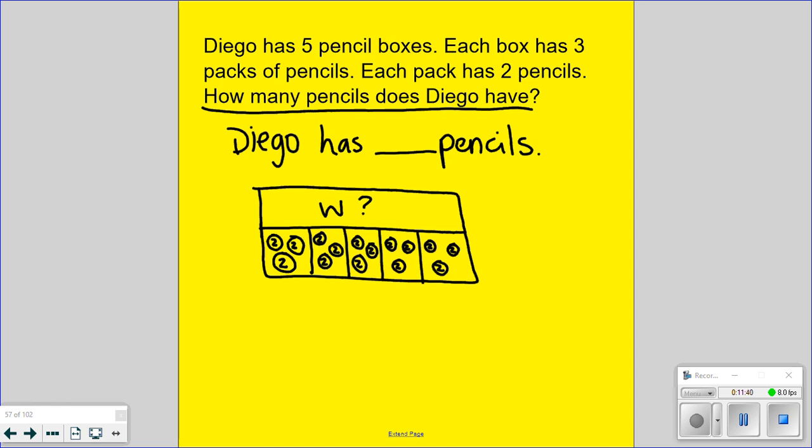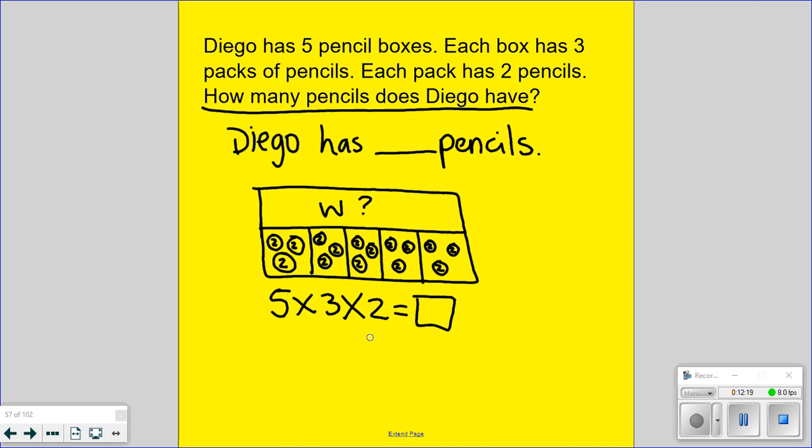Okay. So I have 5 groups of, can I put 3, because those are my packs, 3 groups of 2. Whoa, that's crazy. Let's make sure we know where these numbers came from. Where is that 2 coming from? Right here.